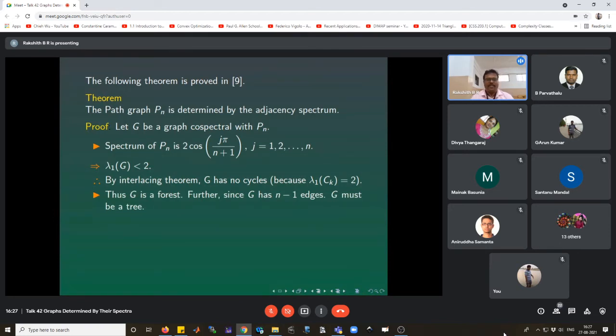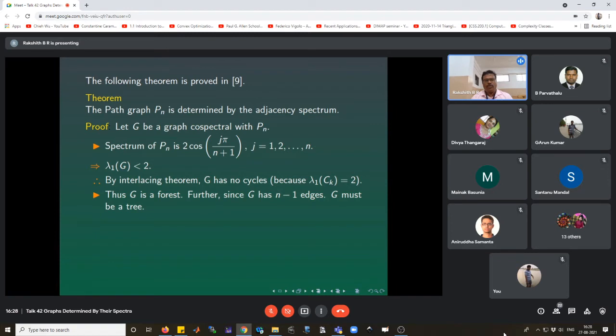So G must be a tree because G has n minus 1 edges, because G has the same number of edges as the path Pn. If it's a forest, if it's a union of trees, then we are lost with this condition. So therefore G must be a tree. Okay, we are done with this. So somehow we showed that G is a tree.